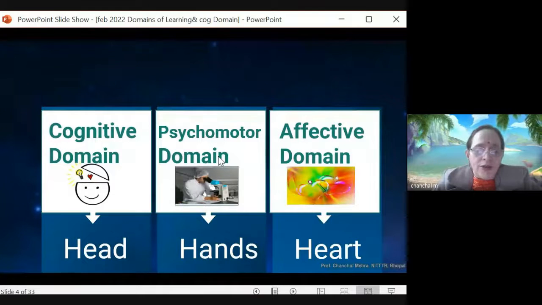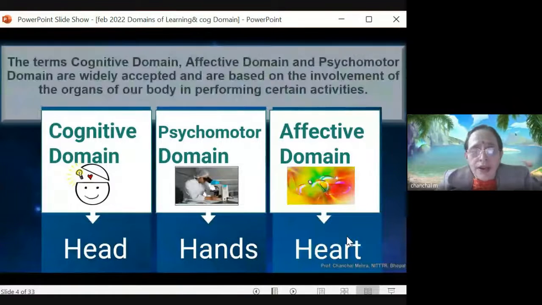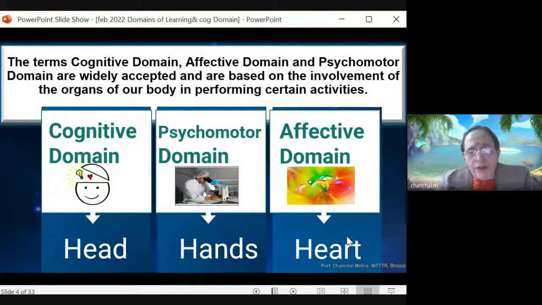Psychomotor is mainly related to hands and legs, where we are using our muscle power, and the affective domain deals with the heart part. So these three domains are popularly also known as the 3H. Cognitive, affective, and psychomotor domains are based on the involvement of the organs of our body. Whenever we are dealing with the affective domain, we need to develop those skills which students are doing, taking into consideration their motivation or inner willingness. And when the psychomotor is there, then the hands-on or practical skills.